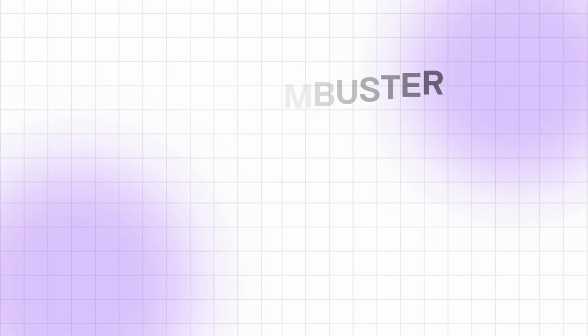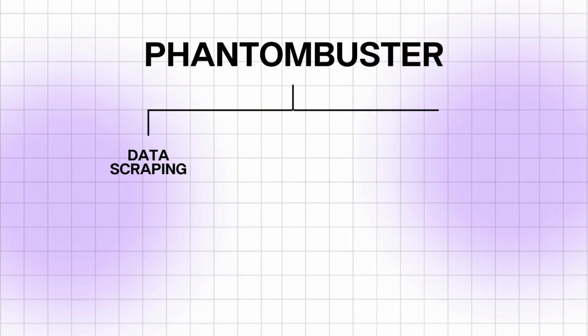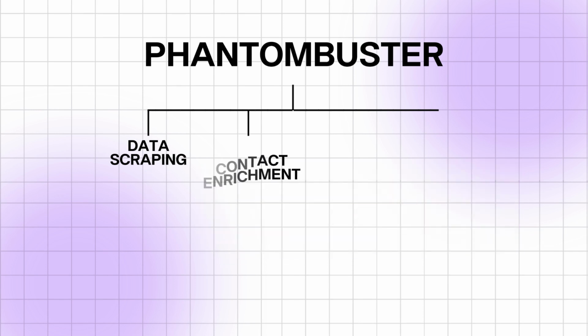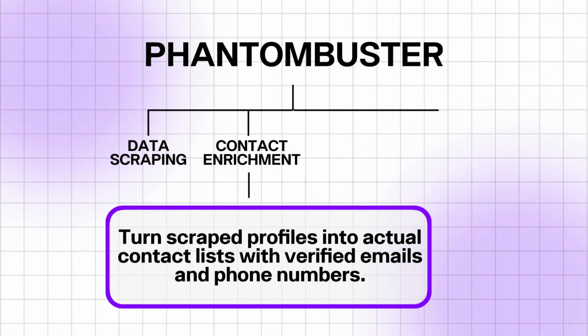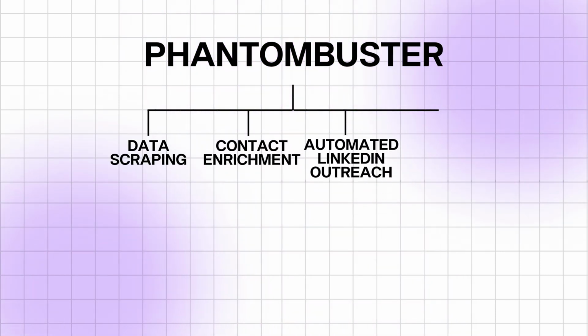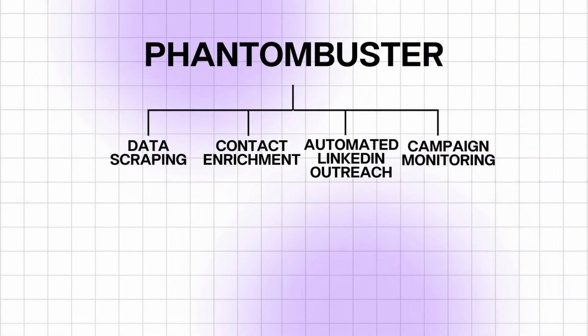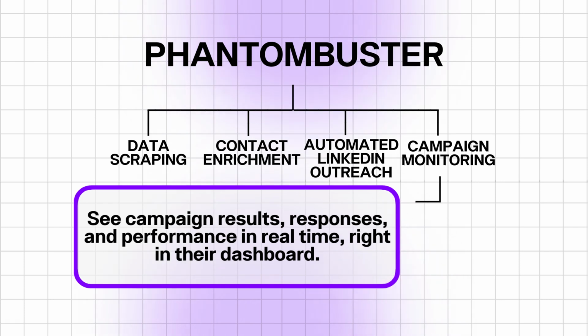Now let's talk features, because this is where PhantomBuster kind of flexes on the competition. You get data scraping: grab leads from almost any website, including LinkedIn group members, event attendees, Google Maps, even Facebook, and export it all to a spreadsheet. You have contact enrichment, turn scraped profiles into actual contact lists with verified emails and phone numbers. You have automated LinkedIn outreach: auto connect, auto message, drip campaigns and follow-ups, all personalized. And campaign monitoring: see campaign results, responses, and performance in real time right in the dashboard.